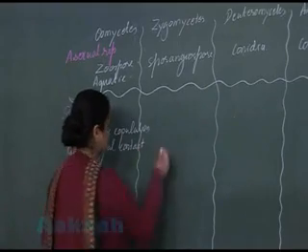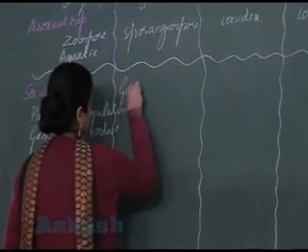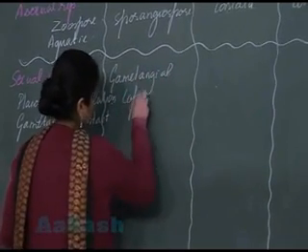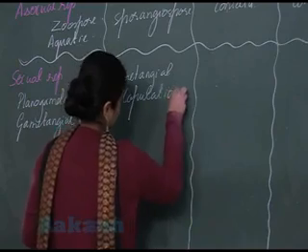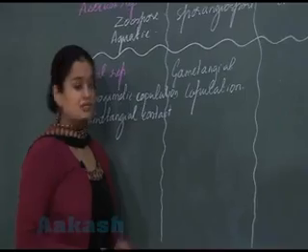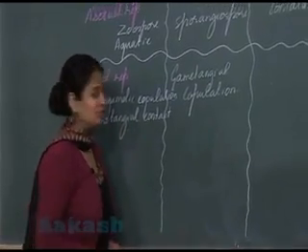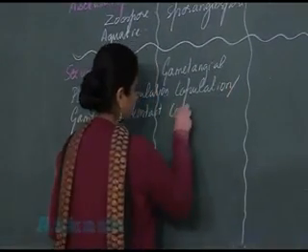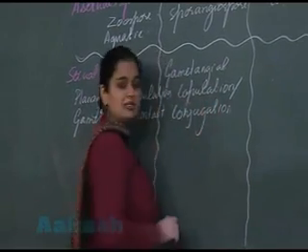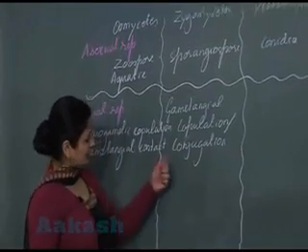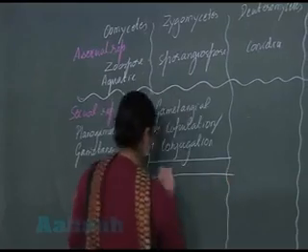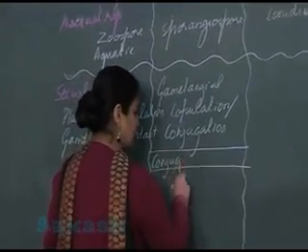Now in the zygomycetes, there is presence of gametangial copulation. Only one type of sexual reproduction is present in zygomycetes, that is gametangial copulation, which is also known as gametangial conjugation. Only one type of sexual reproduction is present, that is conjugation. That's why this fungi, zygomycetes, is also known as conjugation fungi.